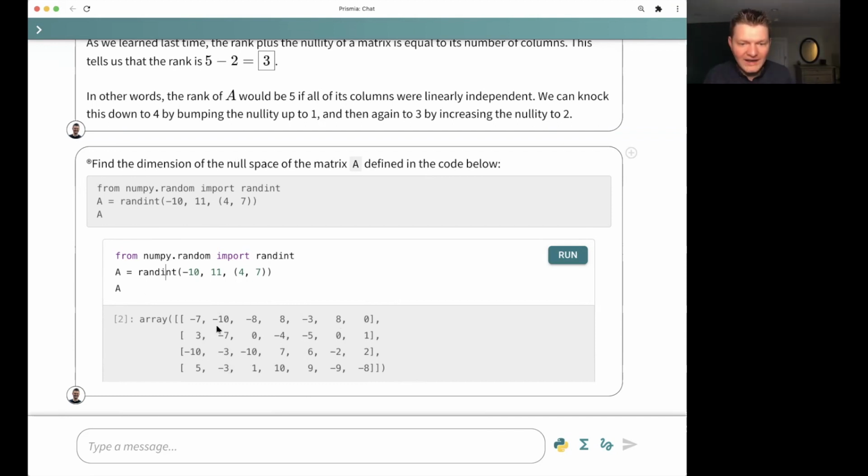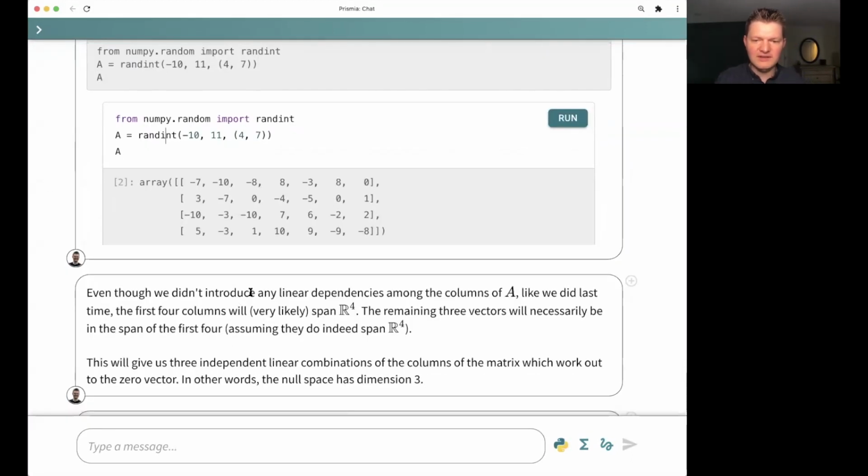So the rank is equal to 4, and the number of columns is equal to 7. Therefore, the nullity has to be 7 minus 4, or 3. So last time when we did this, we manually introduced linear dependencies to get this effect where some columns are linear combinations of other ones. This time we did it by choosing a matrix which is wider than it is tall. So that will force some vectors to be linear combinations of others.